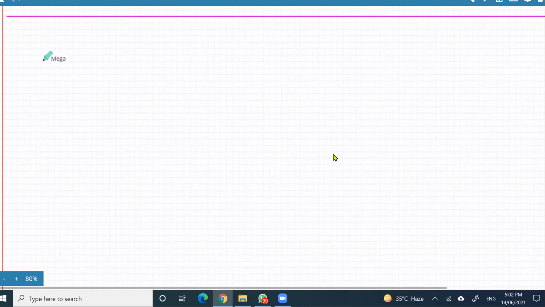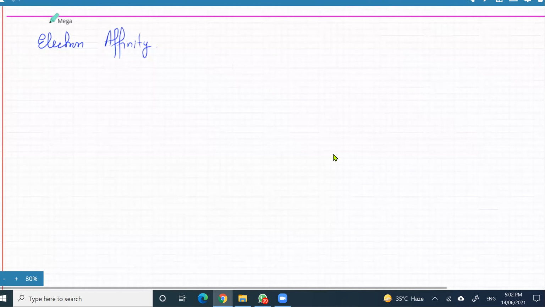Next one is known as electron affinity. Do you know what electron affinity is? Lubena, any idea? No. Okay, fine. You haven't studied it, so you should have no idea actually.